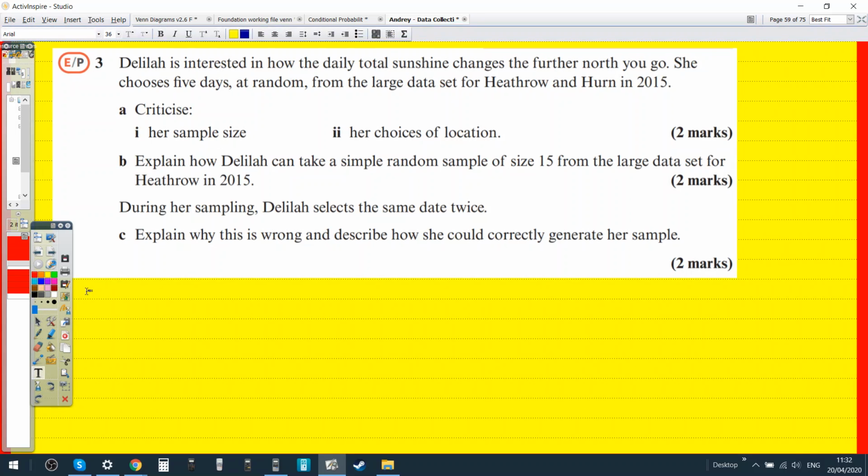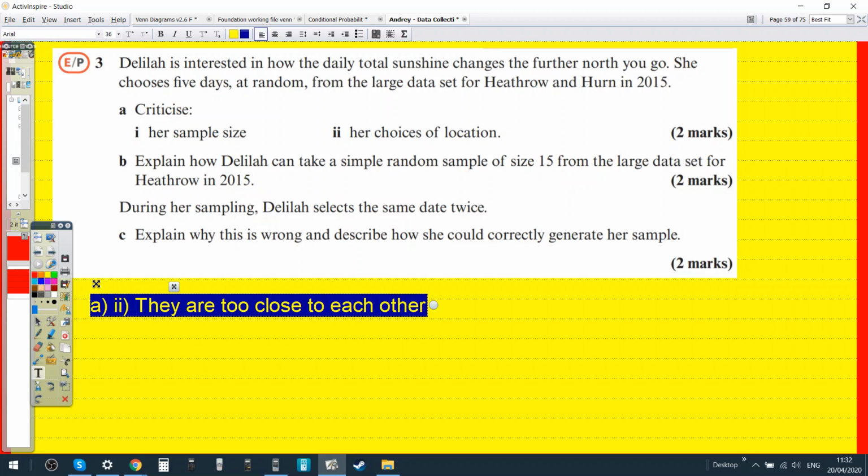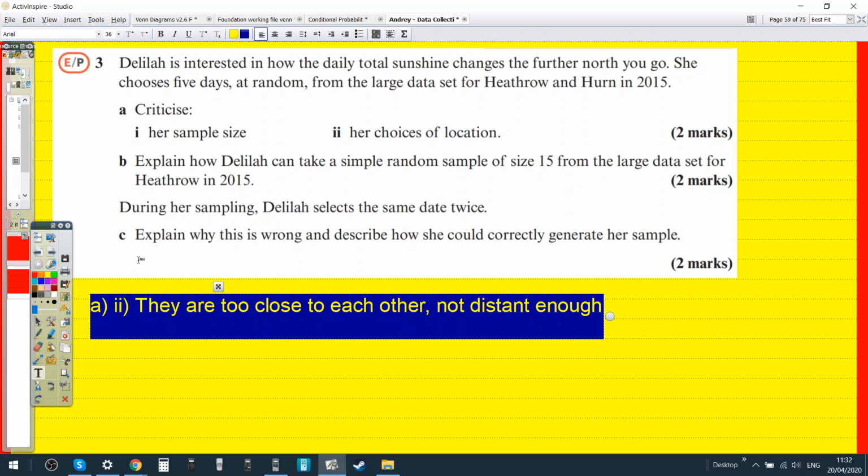So for choices of location, could you say that they seem too near to each other? Yes. So part two, her choices of location, they're too close to each other. Not enough variation. And part one, she's only done it for two areas. She hasn't done it for enough towns to really know how much sunshine changes the further north you go. So two towns only.